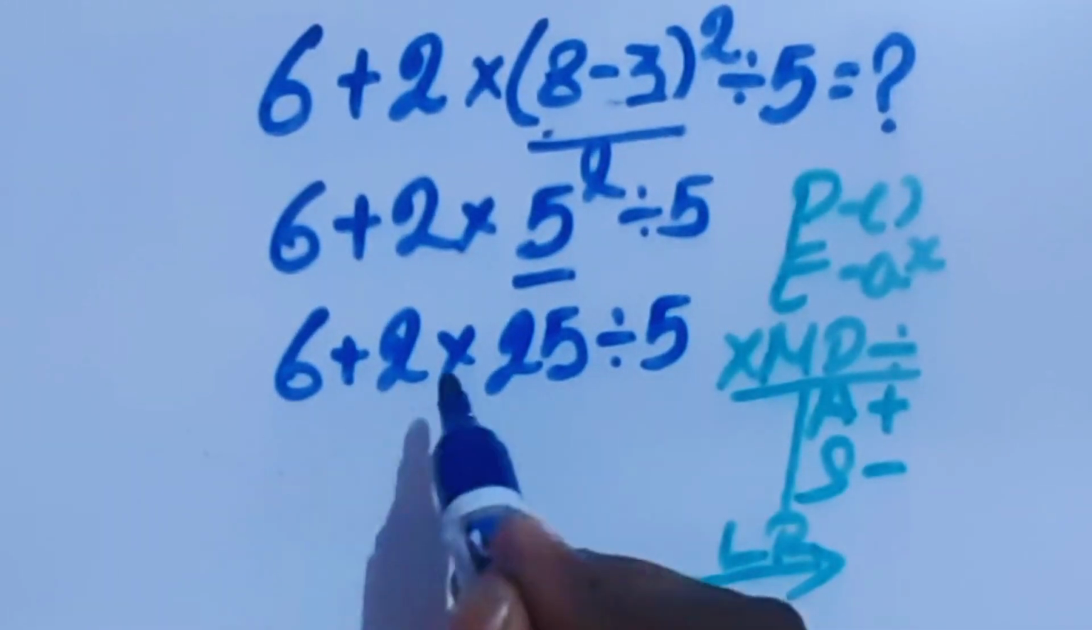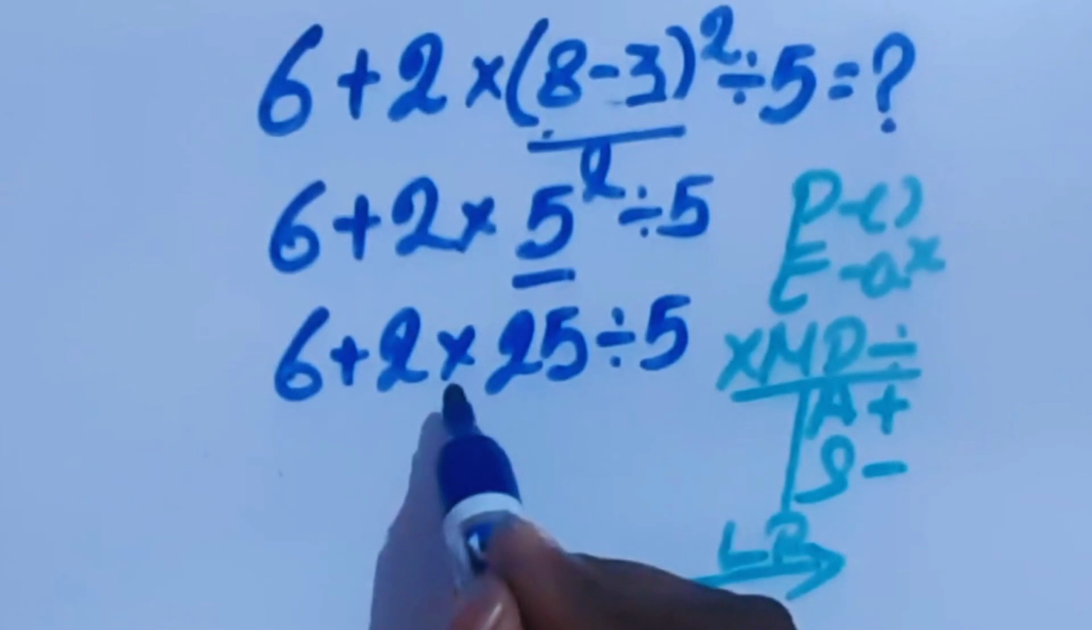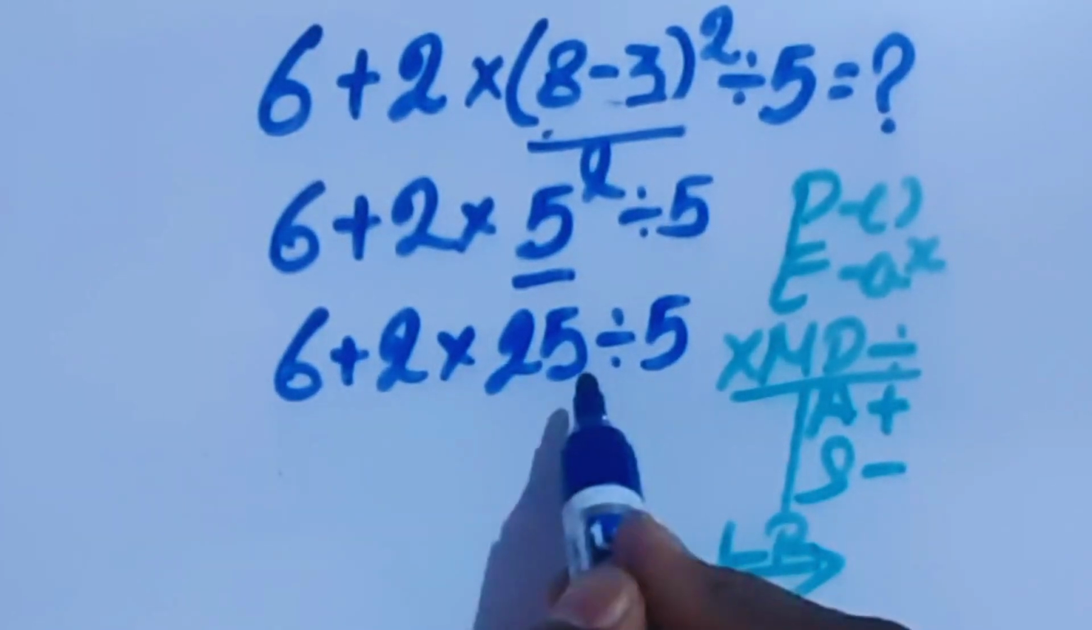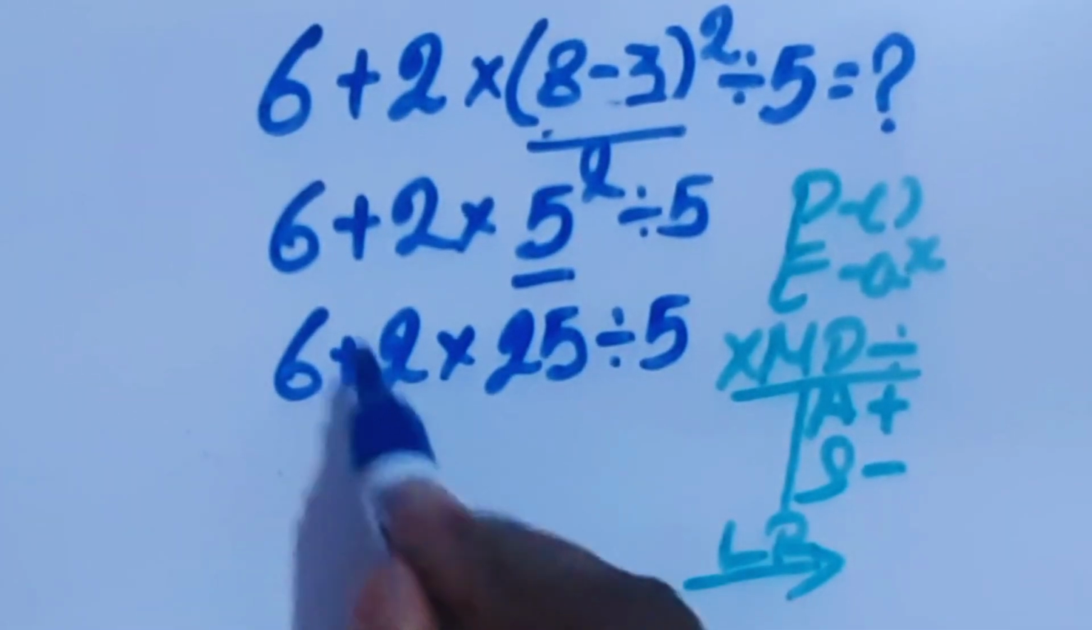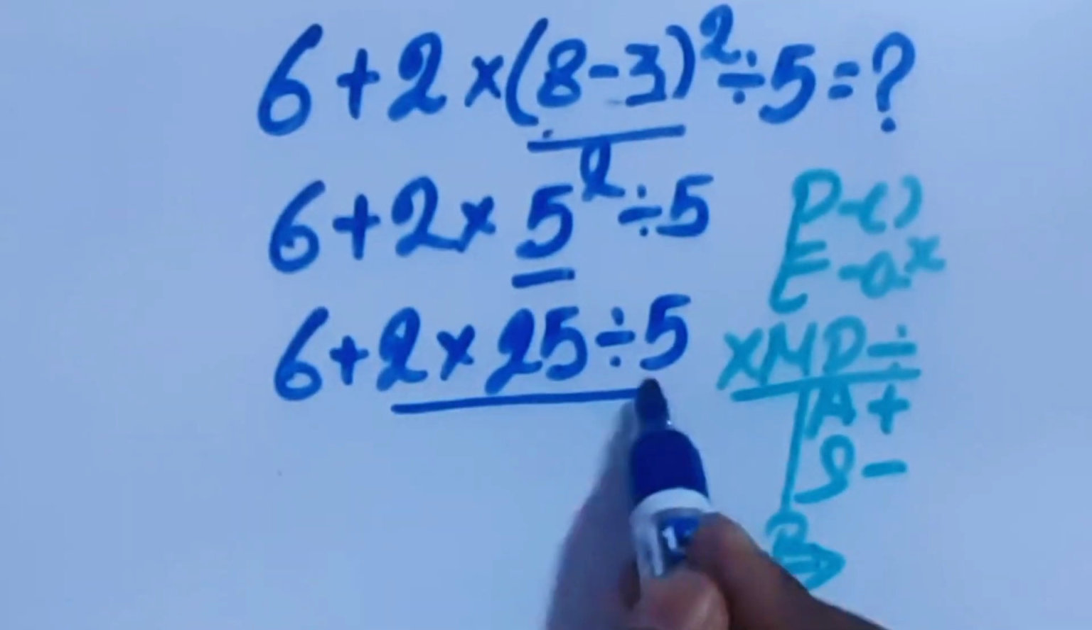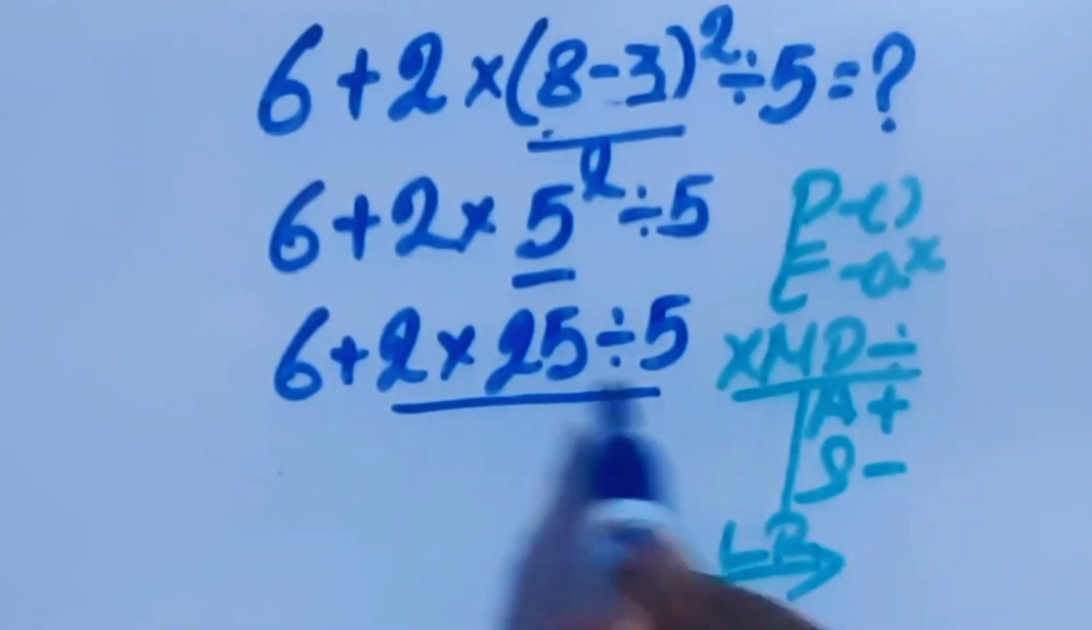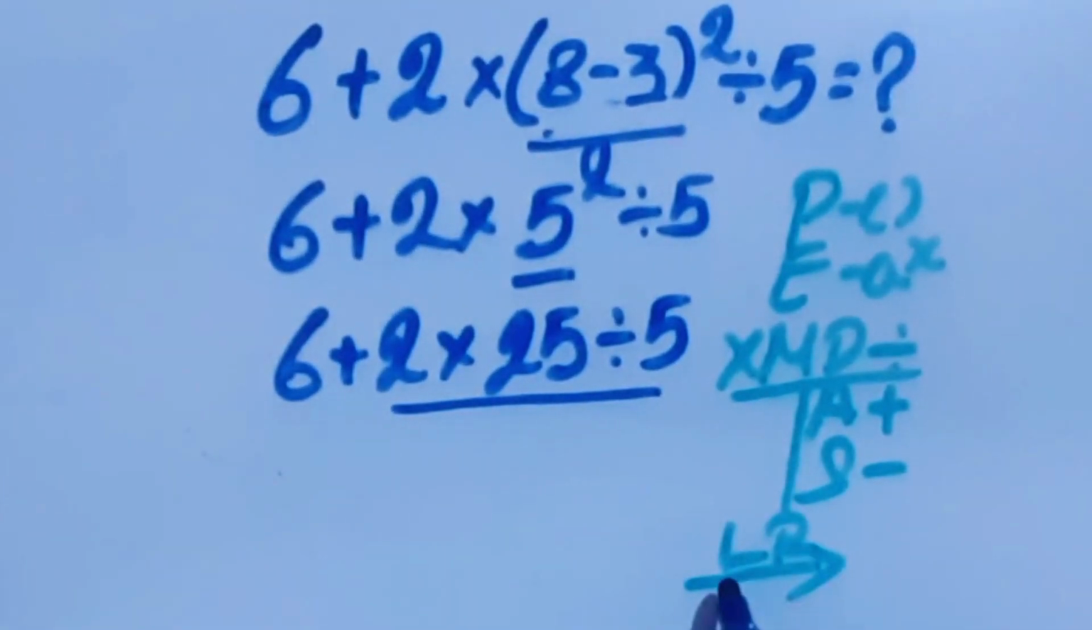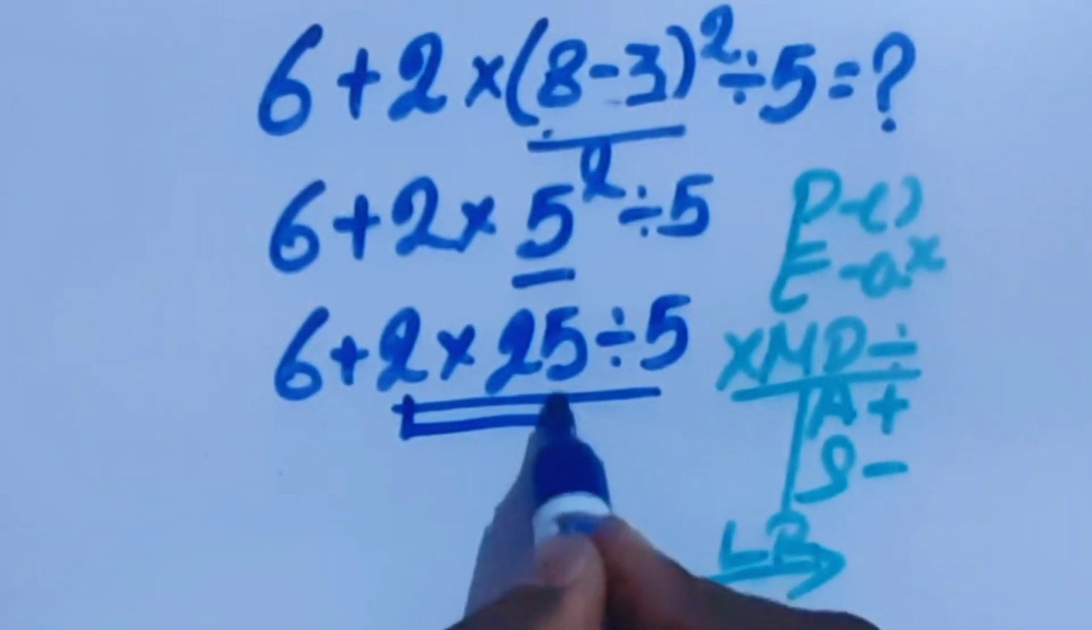Here we have addition, multiplication, and division. Multiplication and division are equal priority, and also higher priority than addition, so we have to do these before the addition. Here both are equal priority, so we are going to follow the left to right rule. Here, left to right is this.